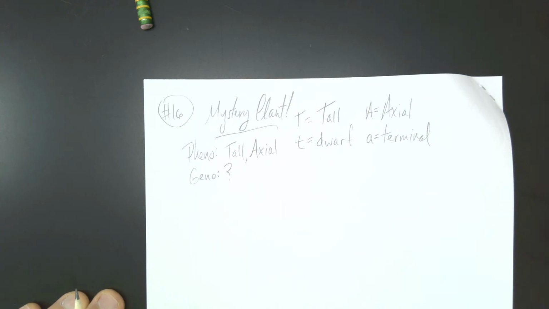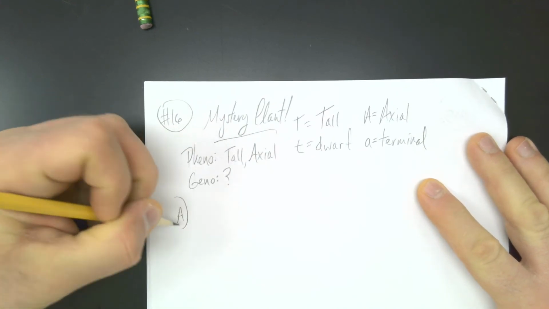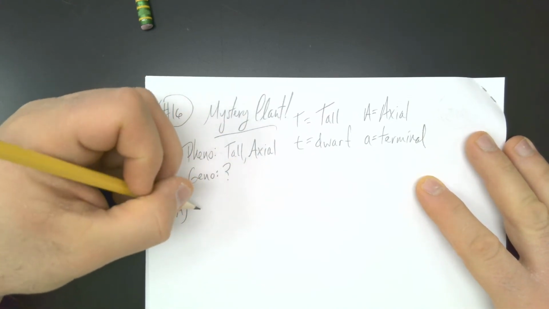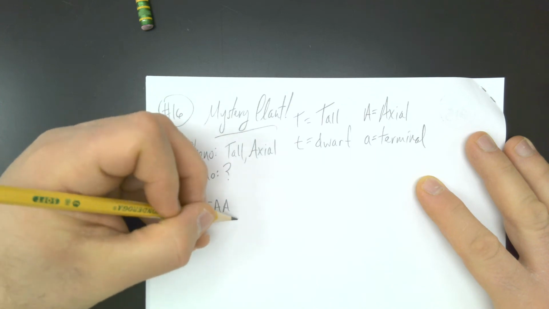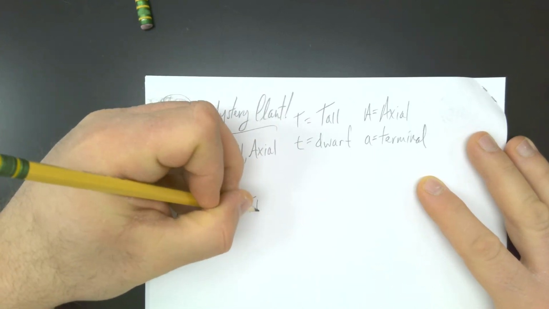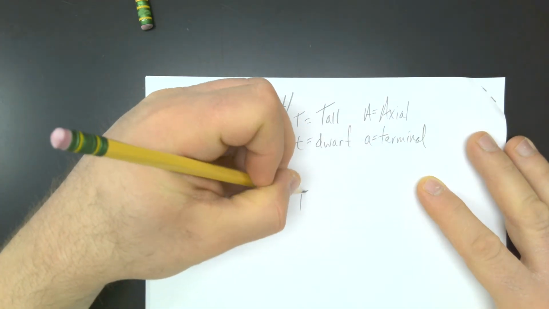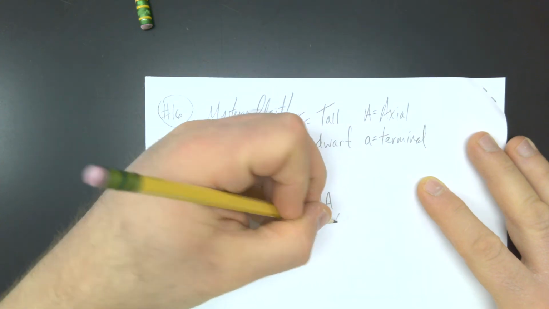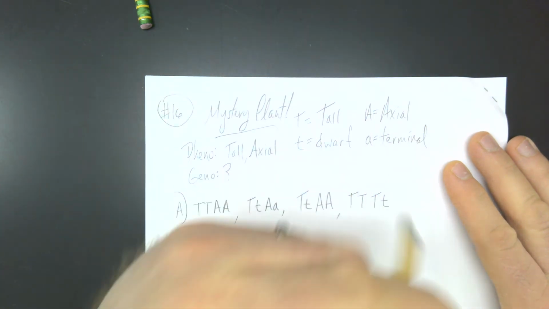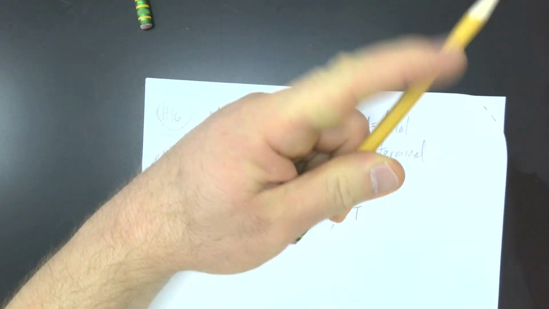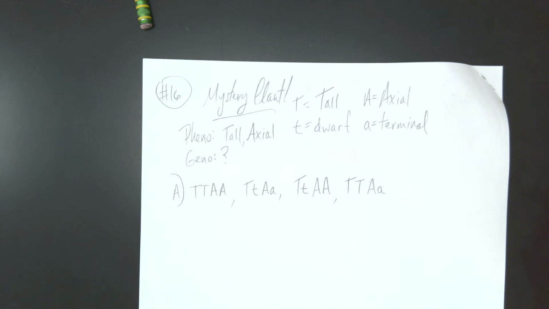Identify all the possible genotypes for your mystery plant. So that is part A. Our mystery plant is tall and axial. Well, it could be homozygous dominant, or it could be heterozygous for both. It could be heterozygous for tall and homozygous dominant for axial, or it could be homozygous dominant for tall and heterozygous for axial. So those are the possibilities.